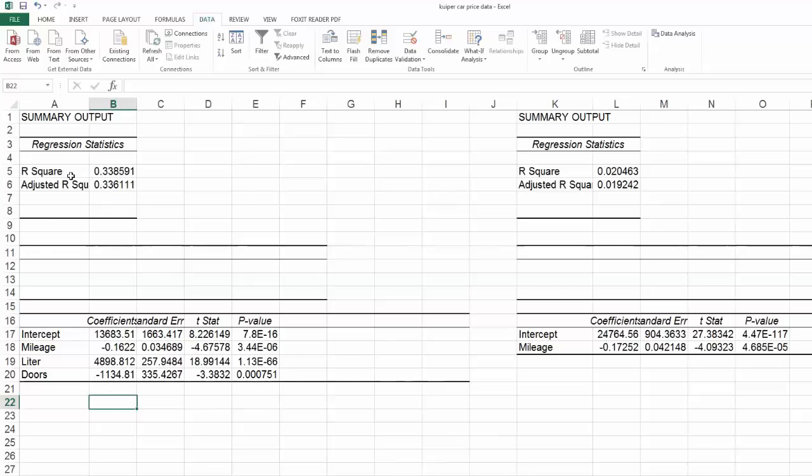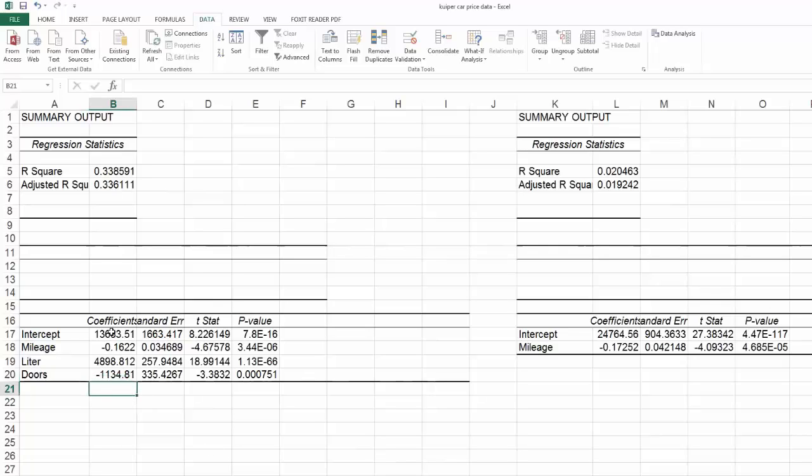So I'm looking at the R-squares the same way I did before. This was a 2% explanation. This is a 33% explanation. And since I have more than one independent variable, I might focus a little bit more on the adjusted R-squared. So again, 33.6% is a pretty good ability to explain a car's price using just these 3 variables. So that's pretty good.